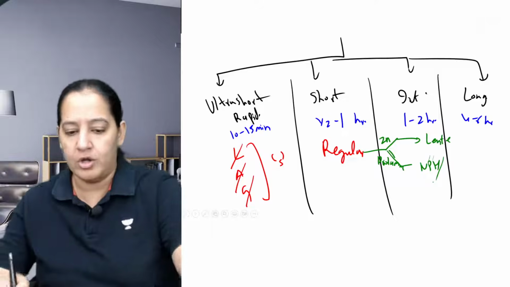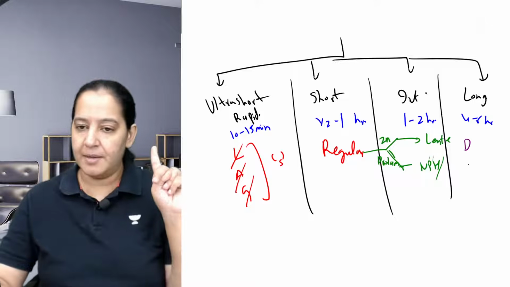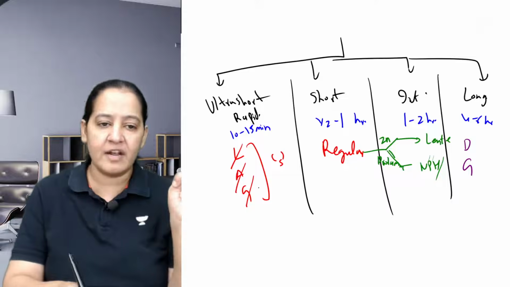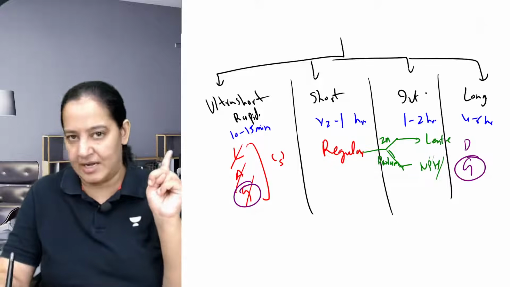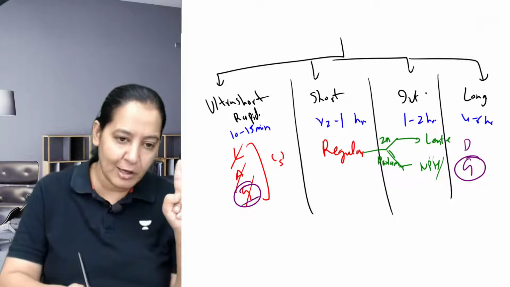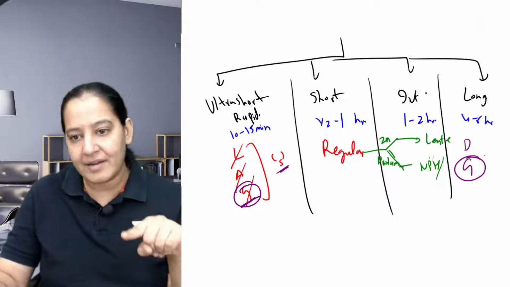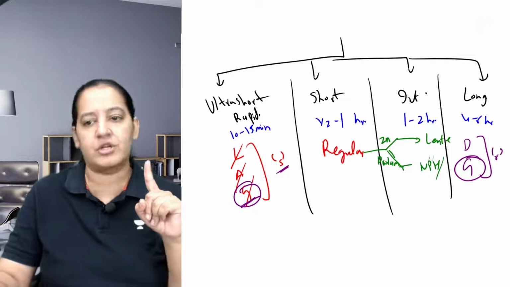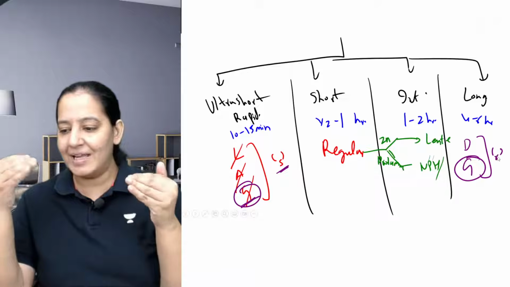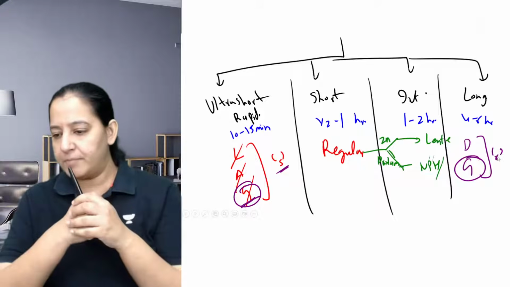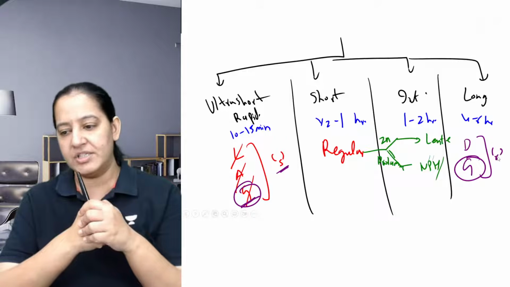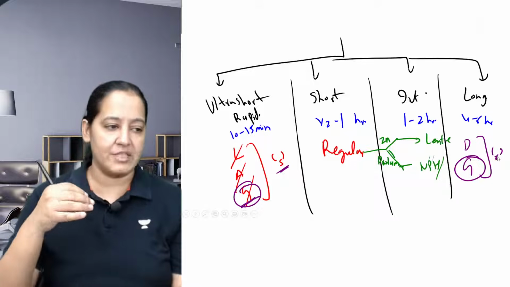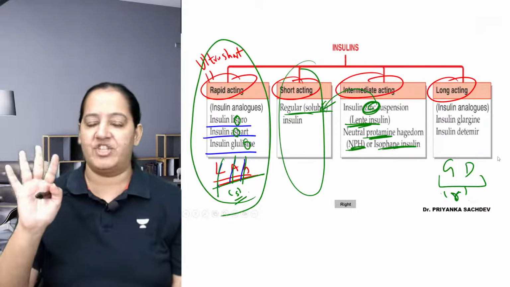Now coming to the long ones, there are only two: Detemir and Glargine. Don't get confused between Glulicin and Glargine. Both start with G, but Glulicin contains S and Glargine contains R. Detemir and Glargine both contain R. So based on the spelling, you can learn that. You got my point? Yes, you all are right. Sachin, Amir and Osama, you all are right. Very good. So that is the classification.